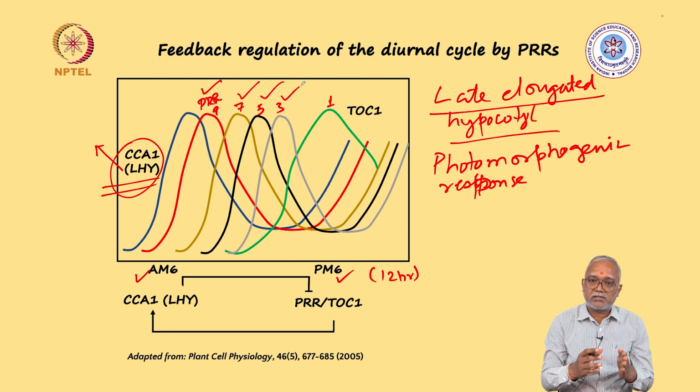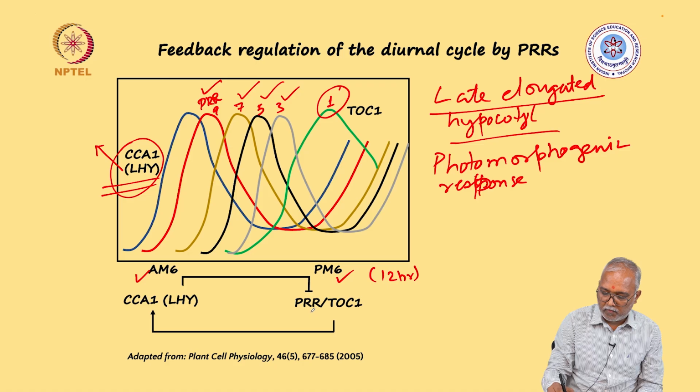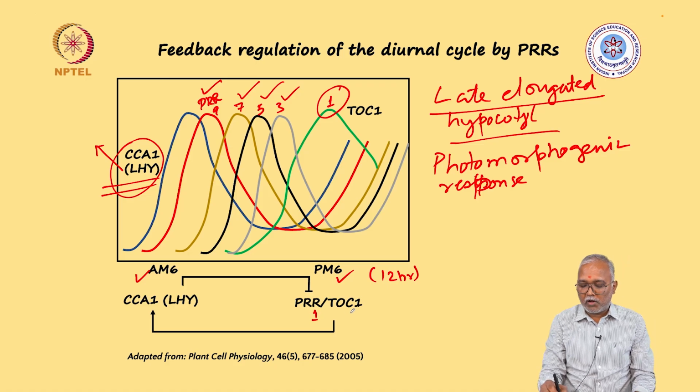Remember that since these are variant types of response regulator, or pseudo response regulators, they might compete with the actual response regulator. They might inhibit some of the processes which the authentic response regulator was doing. One of these response regulators, PRR1, is also called the true oscillator component.